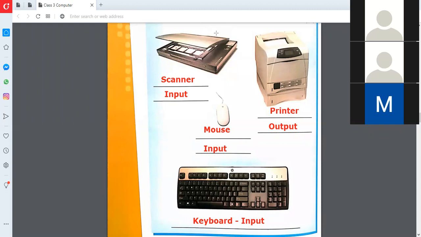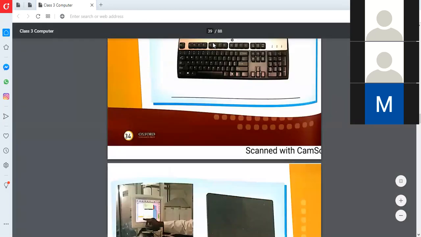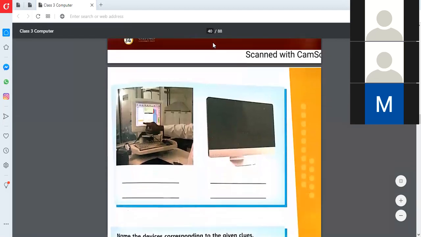Now, let me clear the screen. We are moving towards the next page. What does next page is saying? We are moving towards the page number 35. Everybody open the page number 35.